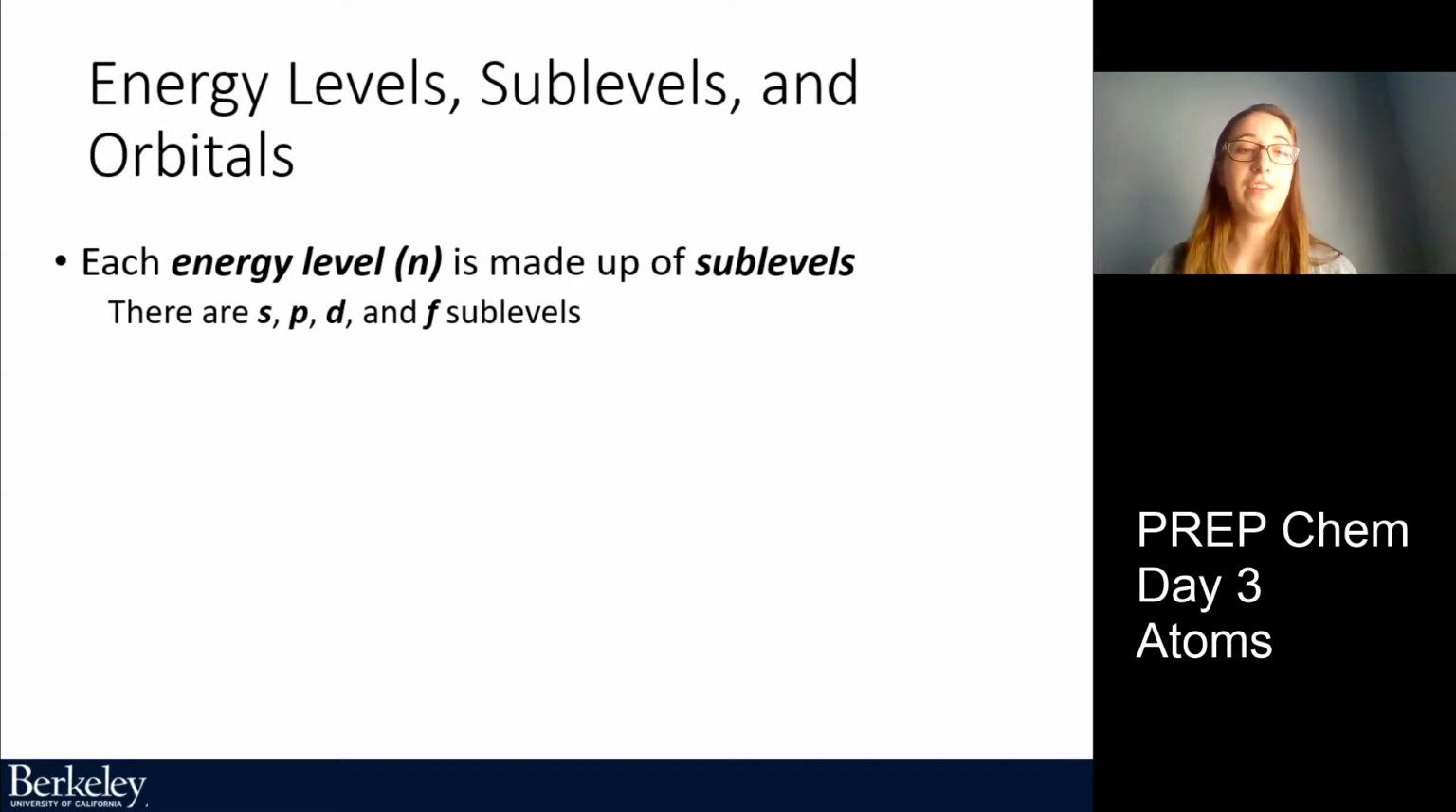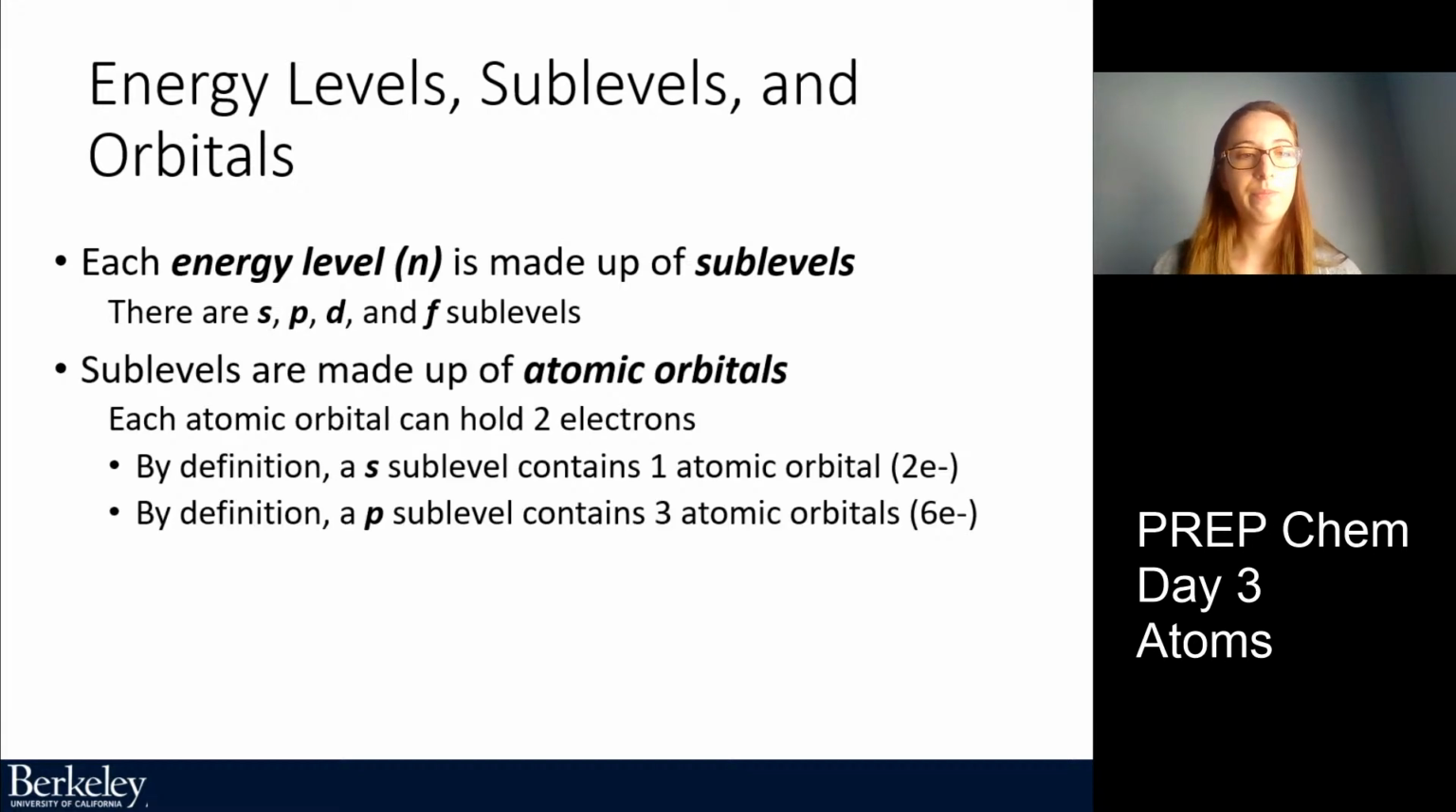So each energy level is actually made up of sublevels. We can use the letter N to denote an energy level, and then we give them numbers, like I did on the last slide, where we can call them energy level 1, 2, and 3. And then each of these sublevels can be assigned a letter. By convention, we use S, P, D, and F.